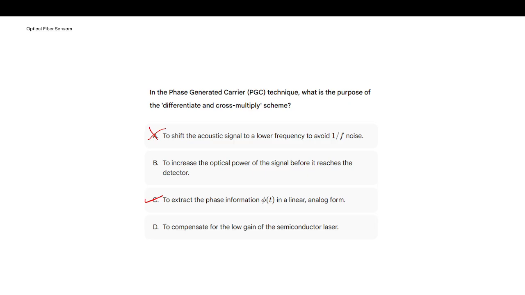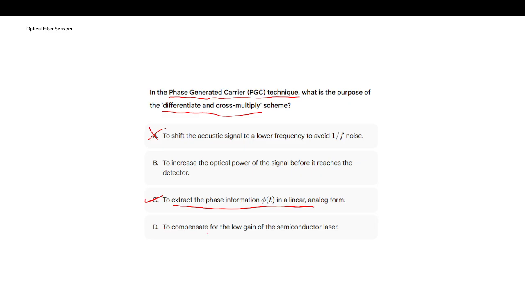Okay, so this is the correct answer for this. In the phase generated carrier technique, the purpose of the differentiate and cross multiply is to extract the phase information phi t in a linear and analog form.